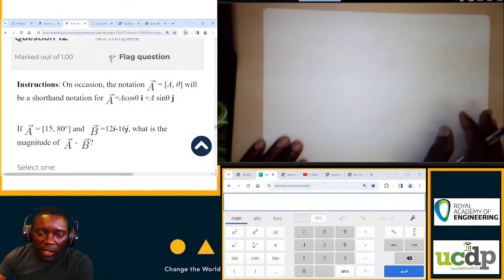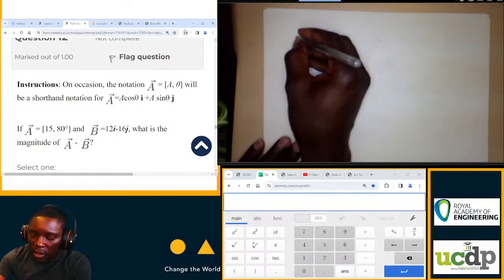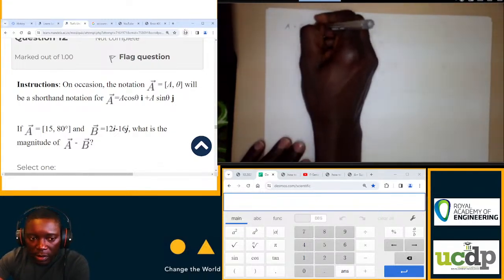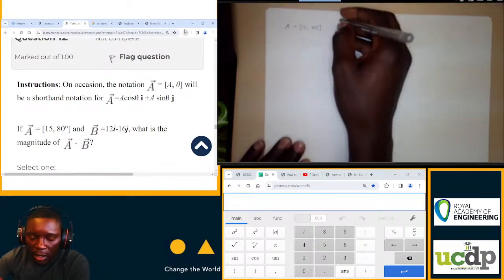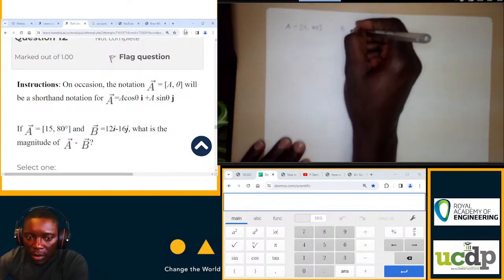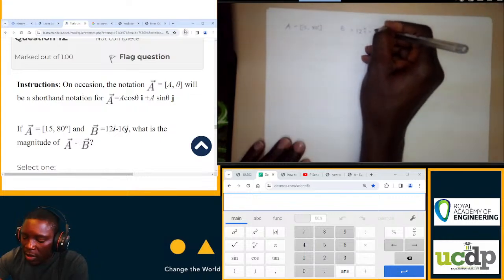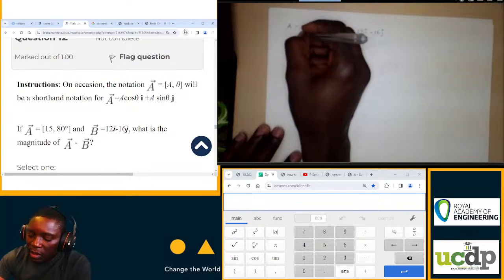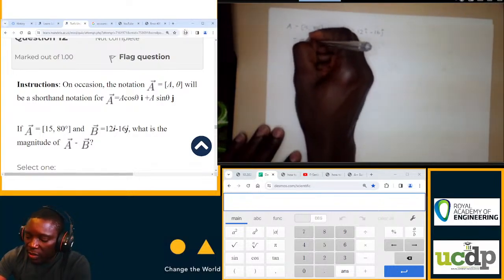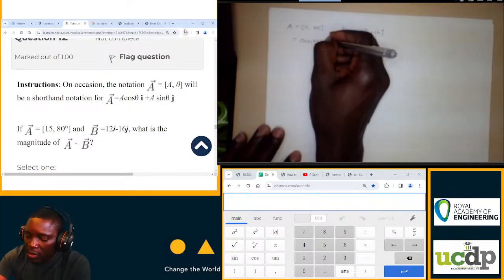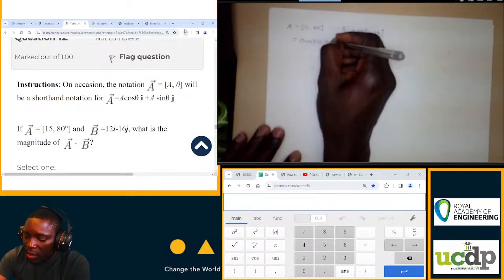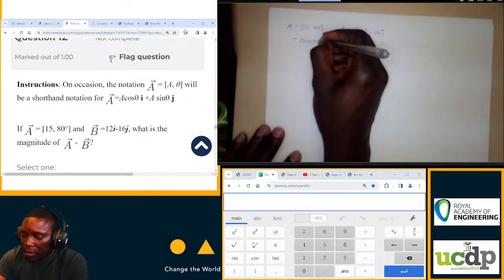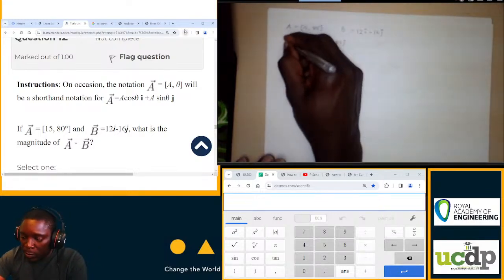So we are given again the notation, but vector A is 15 at 80 degrees and vector B is equal to 12i minus 16j. So what is A minus B? We know that this means we have 15 cos 80 in the i, plus 15 sin 80 j. These are the two components for vector A.